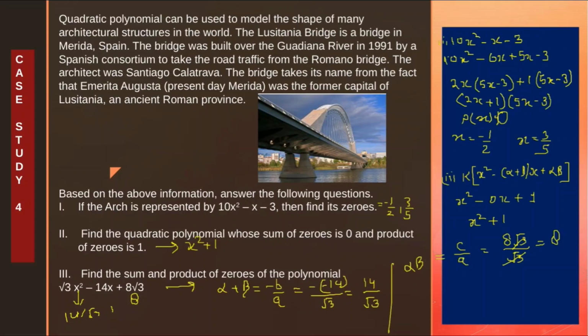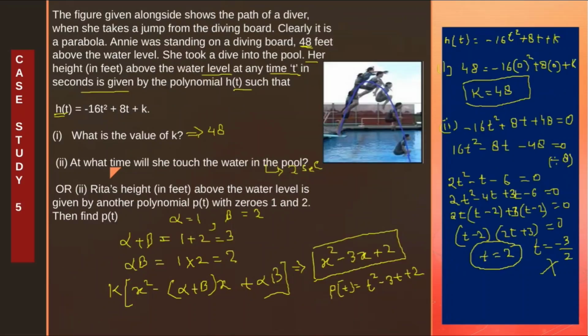Let's dive in. Let's take a look at Annie's dive from a 48-foot-high diving board. Her height above the water at any time t seconds is described by this polynomial. H of t equals -16t squared plus 8t plus k. Our first task is to find the value of k.